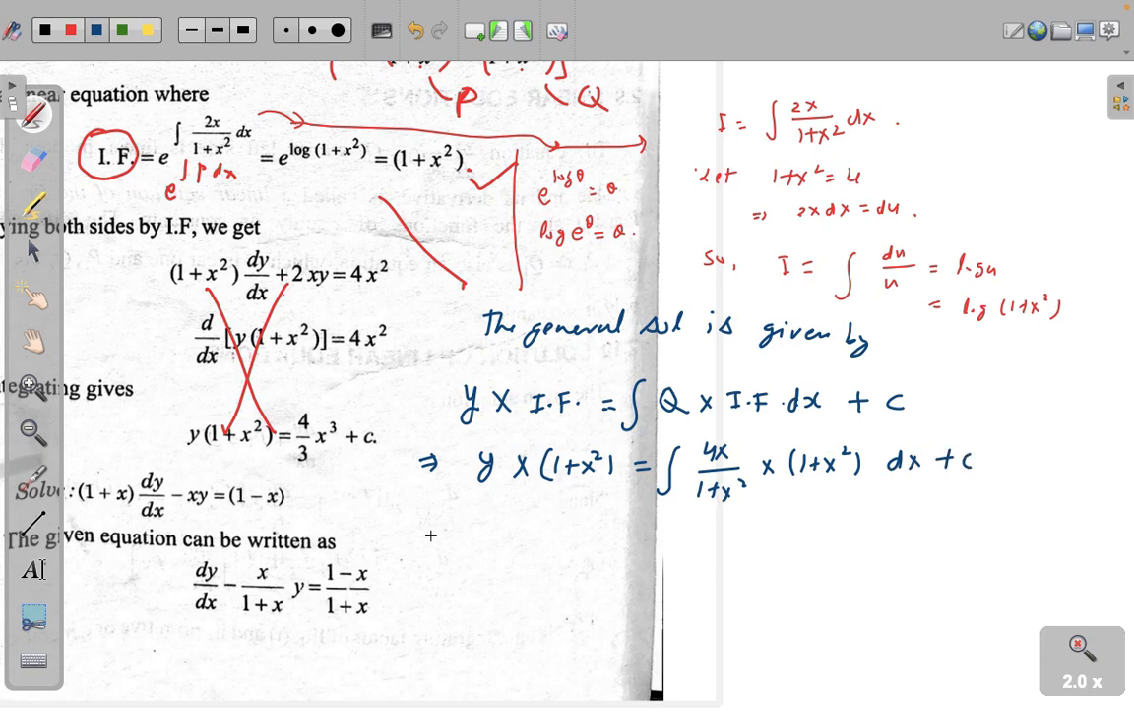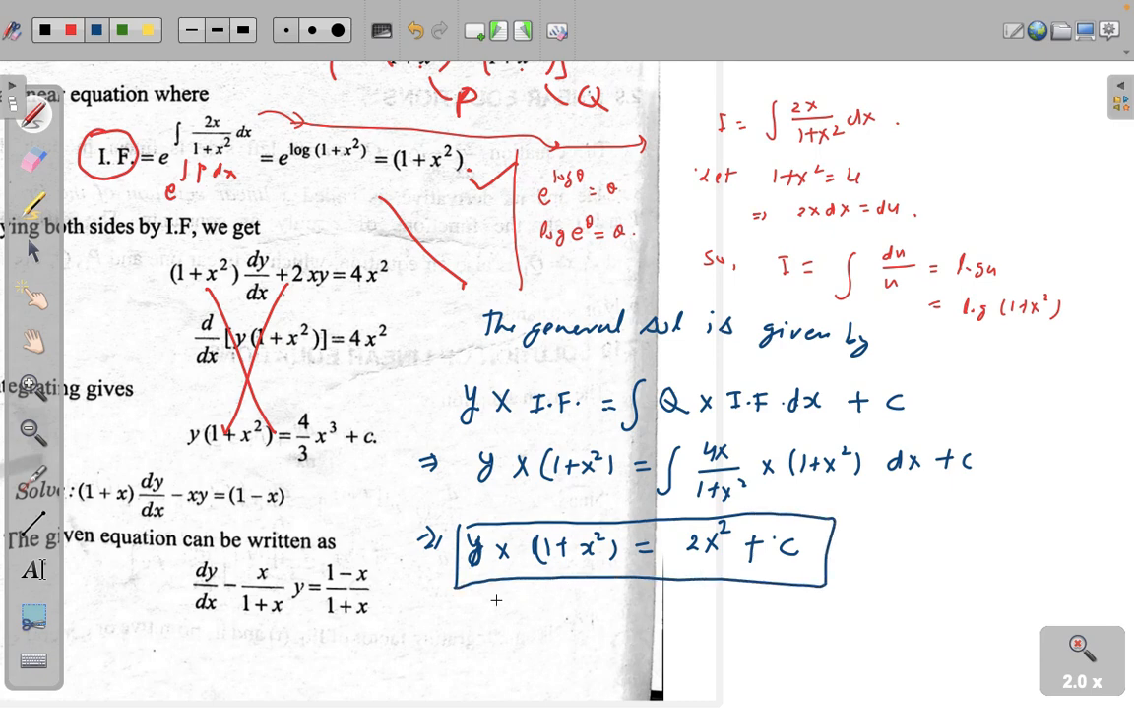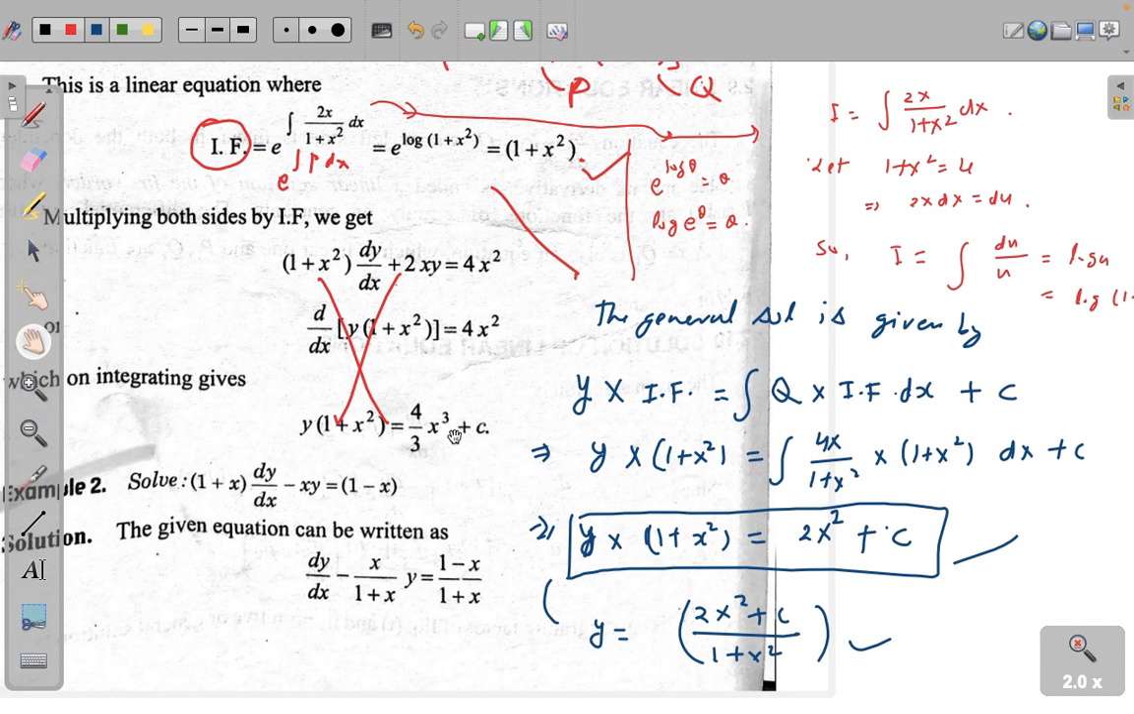This will be cancelled and we will get y into 1 plus x square is equal to the integration of 4x dx. Okay, so the integral of this 4x dx will become 2x square plus c. You can leave it here, no problem. You can say that this is the general solution, or you can write it like this: 2x square plus c upon 1 plus x square. This is also the general solution. Okay, this is the answer.